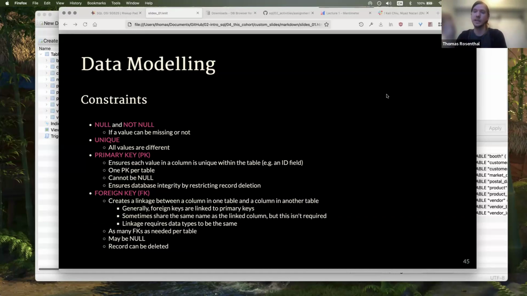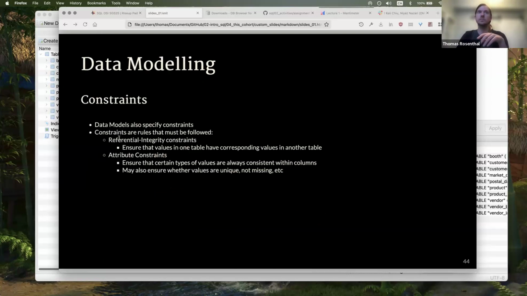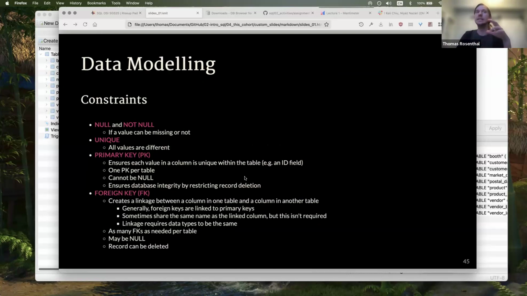Primary key and foreign key. We'll get to these, but I'll talk about them here now. For a primary key, each value in a column is unique within the table. You could think of it, for example, as an ID field where each row has its own ID. We specify one primary key per table. It can't be null. And if we go back to our referential integrity constraint, it's ensuring that record deletion cannot occur, therefore ensuring database integrity.